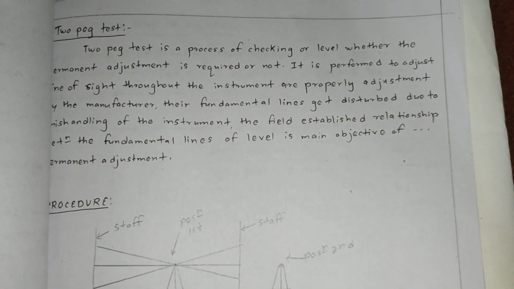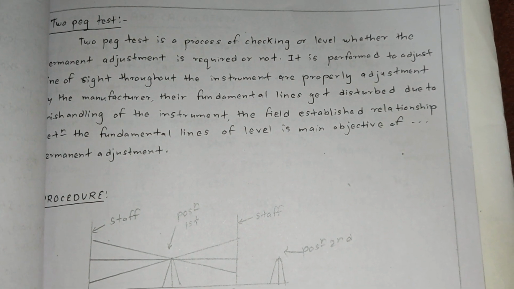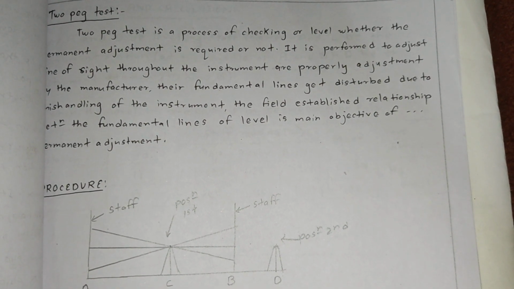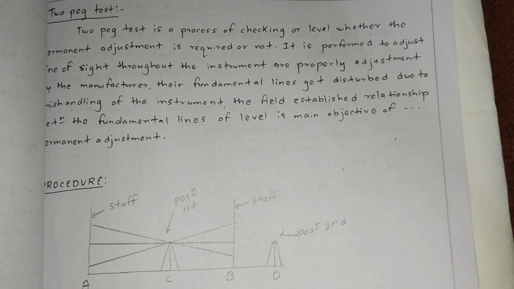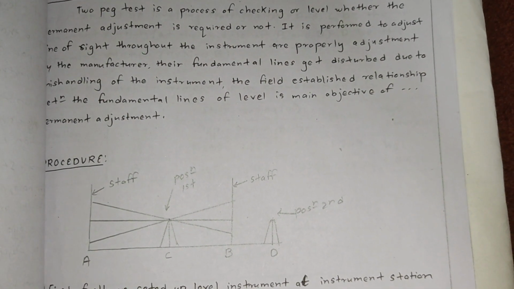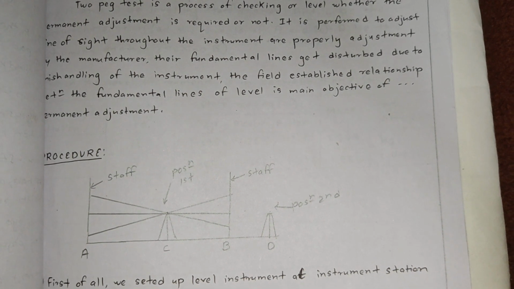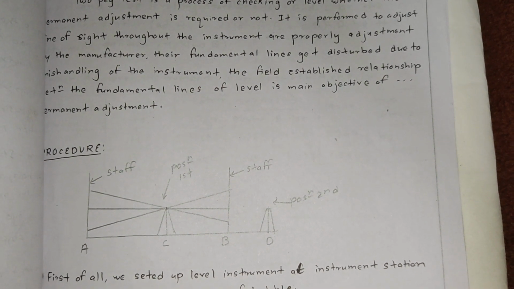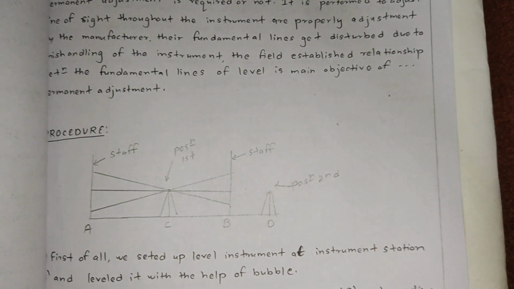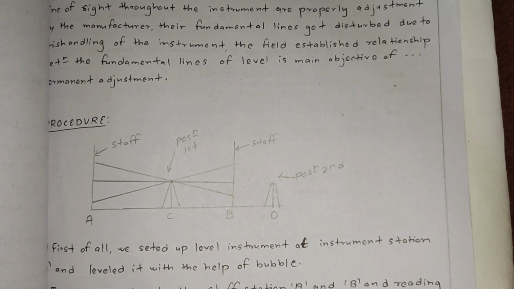Two-peg test. The two-peg test is a process of checking a level to see whether permanent adjustment is required or not. It is performed to check that the line of sight and other parts of the instrument are properly adjusted by the manufacturer. Their fundamental lines get disturbed due to mishandling of the instrument. Establishing the relationship between the fundamental lines of the level is the main objective of permanent adjustment.